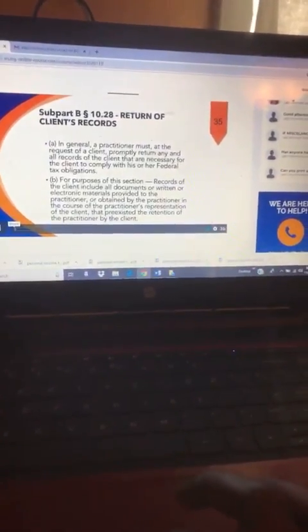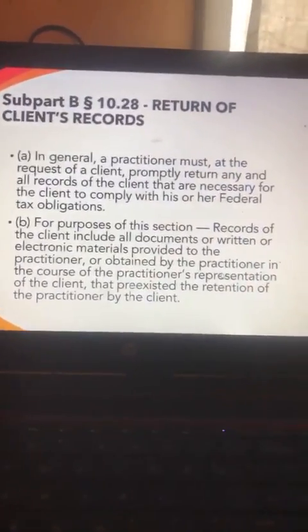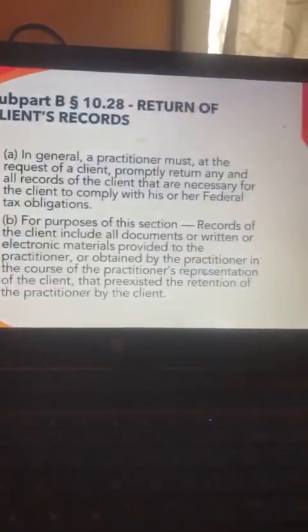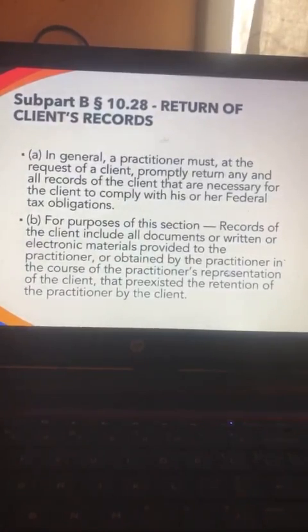Okay, so moving on. We're on slide 35. Subpart B, section 10.28, the return of the client's records. In general, the practitioner must, at the request of a client, promptly return any and all records of the client that are necessary for the client to comply with their federal tax obligations. For purposes of this section, records of the client include documents, whether they're written or electronic, provided to the practitioner. So if they've provided to you a QuickBooks file, you have to promptly return that record to them. You cannot keep that record and withhold it from them.